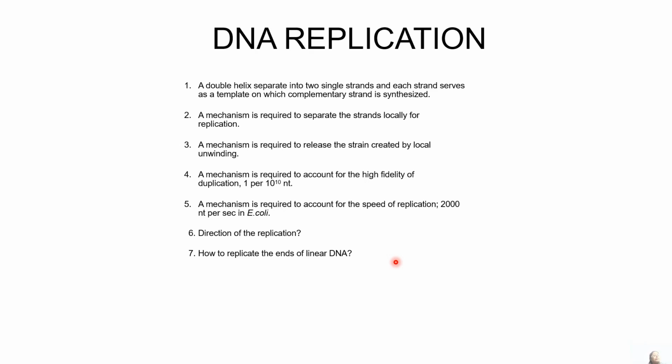Okay, so some information about DNA replication. A double helix separates into two single strands, and each strand serves as a template, right? A template on which the complementary strand is synthesized. A mechanism is required to separate the strands locally for replication. A mechanism is required to release the strain created by local unwinding, and a mechanism is required to account for the high fidelity of duplication. A mechanism is required to account for the speed of replication as well: 2000 nucleotides per second in E. coli.